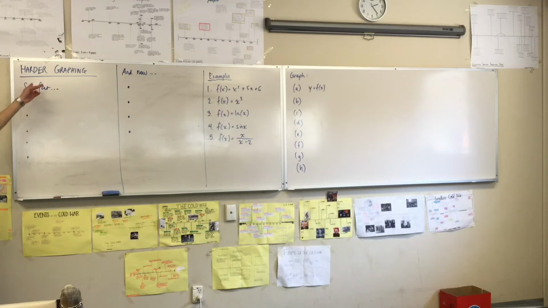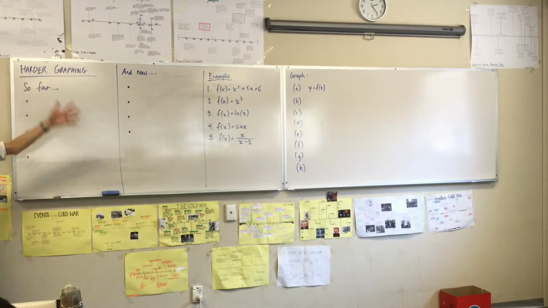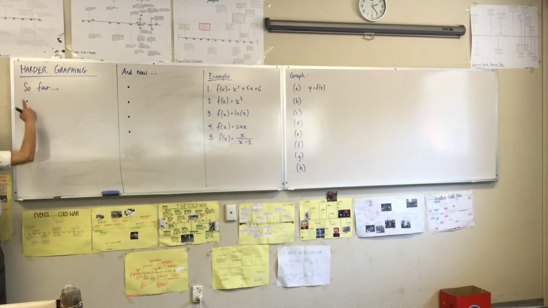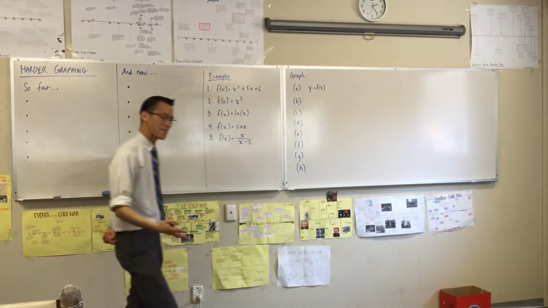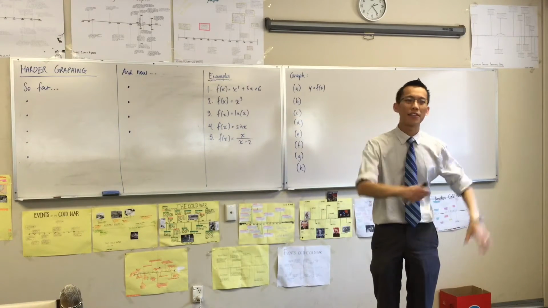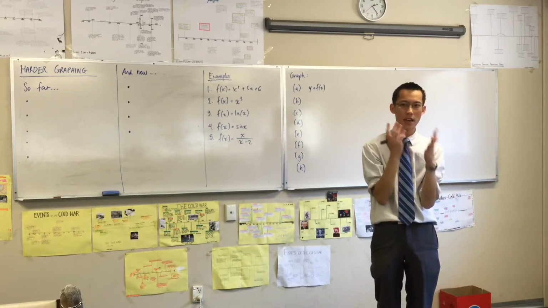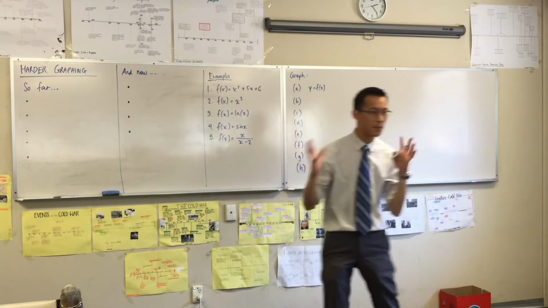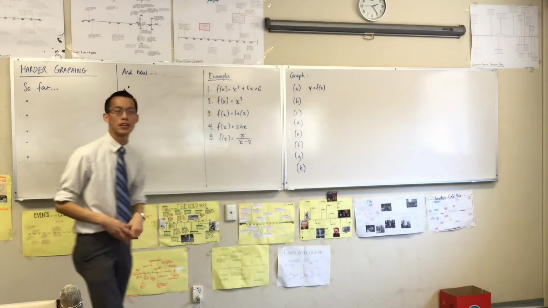So, this is possibly the most unassuming title for a topic ever. It's not just graphing, it's harder graphing, okay? Now, let's just call that one that we've been graphing for a very, very long time. I want you to think about the families of functions that you know about graphing. Just call them out. Someone give me an example of a kind of graph that you know how to graph.